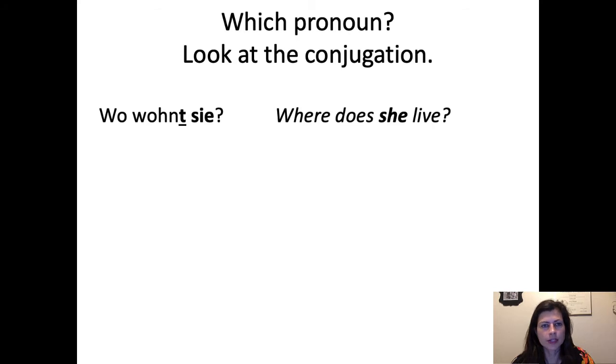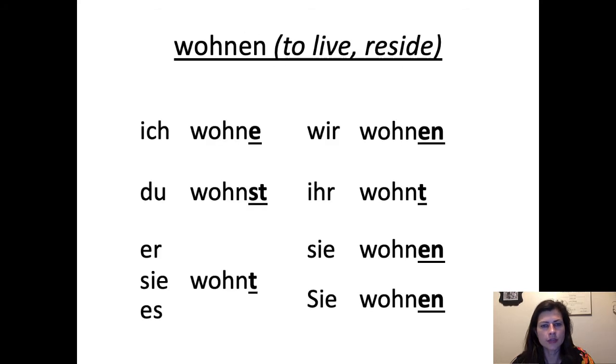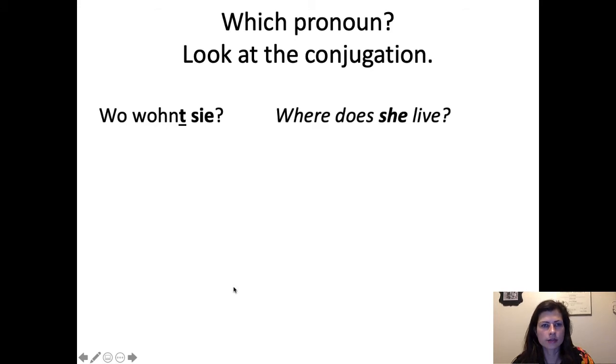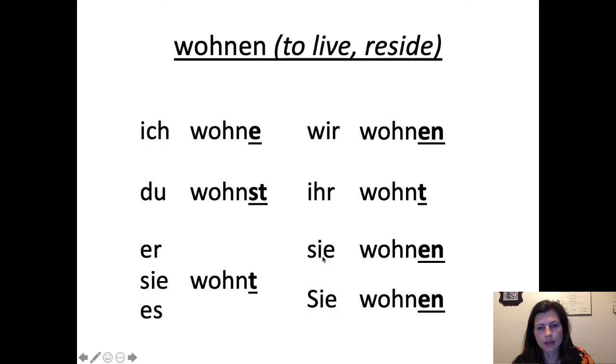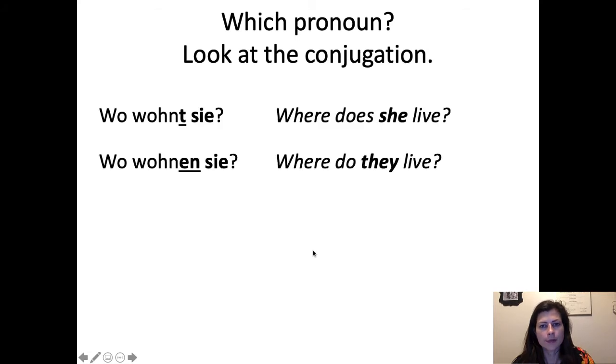Because if we look at the conjugation, wo wohnt sie, you see that sie wohnt, when you have sie in combination with this type of conjugation, the T, that means it has to be she, because the other ones are sie wohnen. So that has to be where does she live, wo wohnt sie, because of the conjugation. But then if you have wo wohnen sie, that en, you look over here, and that one has to be they. They live. Where do they live? Because we have that en conjugation on the verb, and that goes with sie for they. So where do they live?